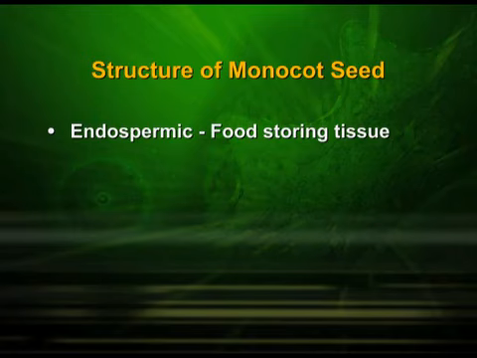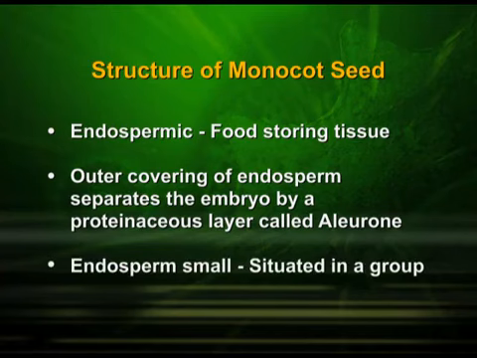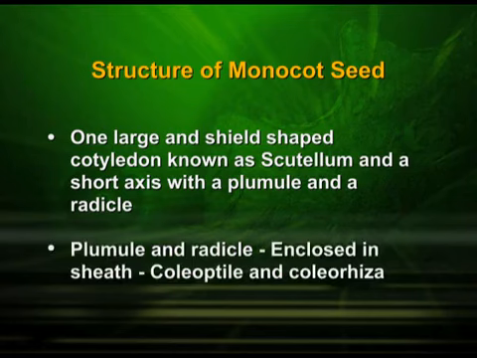Structure of a monocotyledonous seed. Most monocotyledonous seeds have endosperm, that is, they have food storing tissue in them. They have an outer covering of endosperm that separates the embryo by a proteinaceous layer called aleurone. The endosperm is bulky and the embryo is small, situated in a groove. One large and shield shaped cotyledon known as scutellum and a short axis with a plumule and radicle is found. The plumule and radicle are enclosed in sheaths known as the coleoptile and coleorhiza.